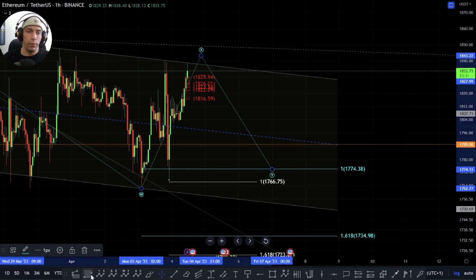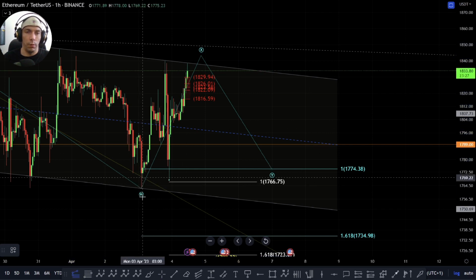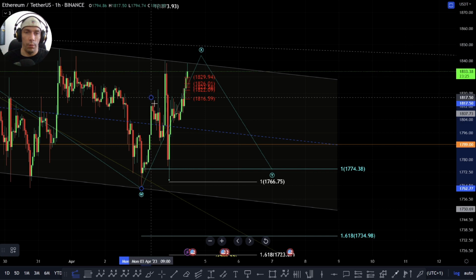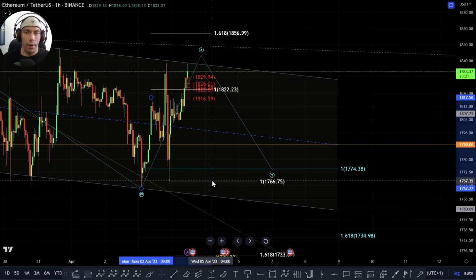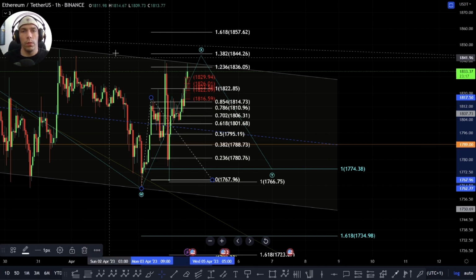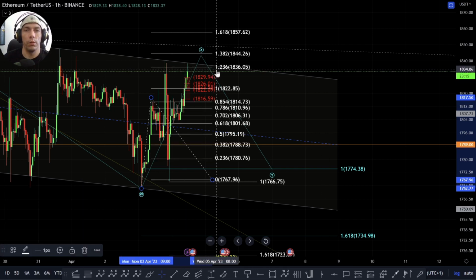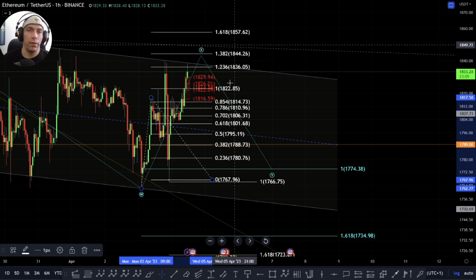And what we'd be looking out for there, potentially, if we're going to look at it in this way, is we would have to say that this was an A wave here. So we've already come past that 1 to 1, basically within this area. So we've been rejected off this 1236 here. If we did move up to this 1382 at this 1844, I'd be looking to see if we get a rejection there. And then basically the higher zone would be this 1857.